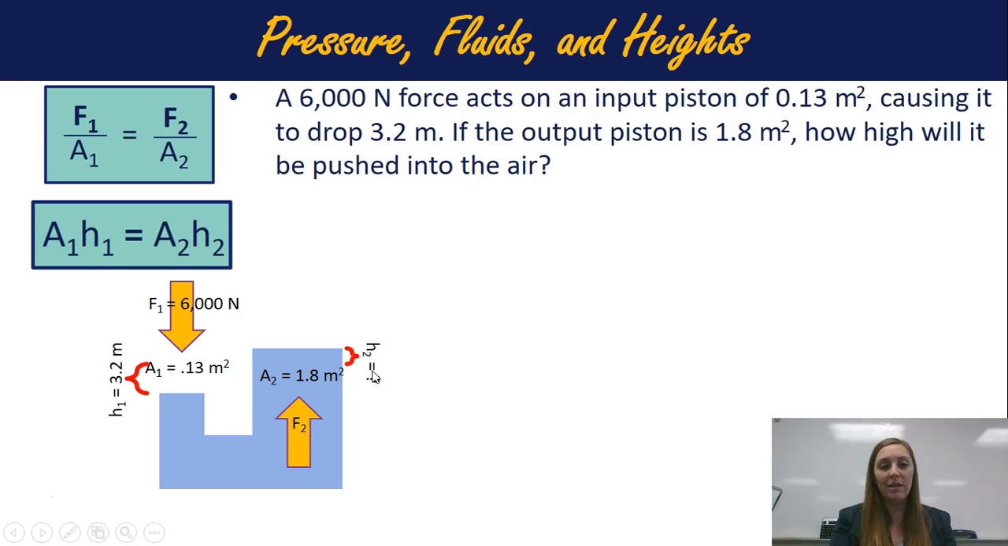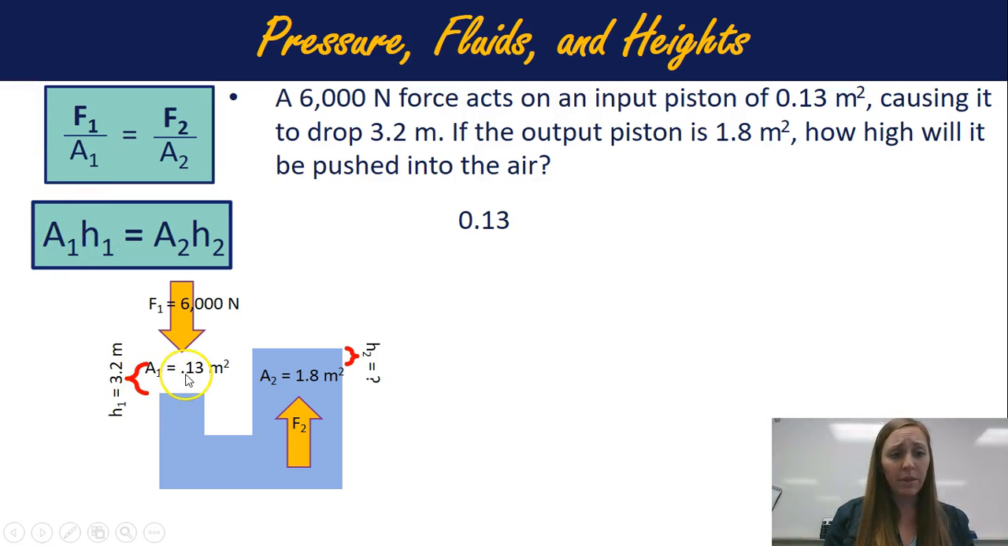We don't know what height 2 is. We don't know force 2 or height 2. But what we care about is how high will it be pushed into the air. So the formula we want is the one we learned today: area 1 times height 1 equals area 2 times height 2, because that's the one with height in it. If we're trying to solve for height, our top formula, our formula from last lesson, won't work. I just put them up there because when you're solving problems on your own, you're going to wonder which formula am I going to use. Make sure you use the one that matches what you're trying to solve. So we use this formula.